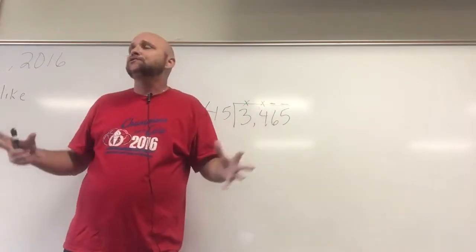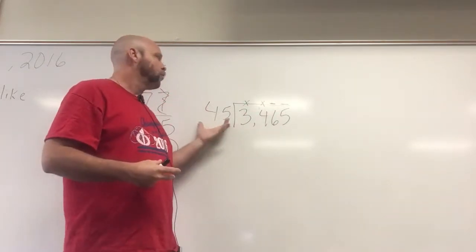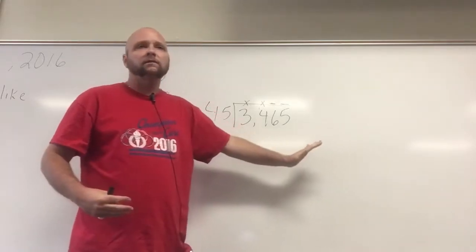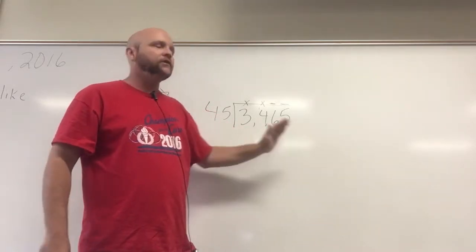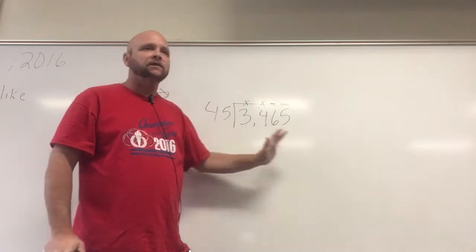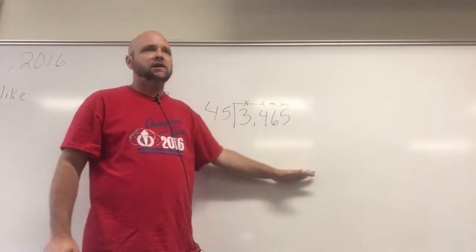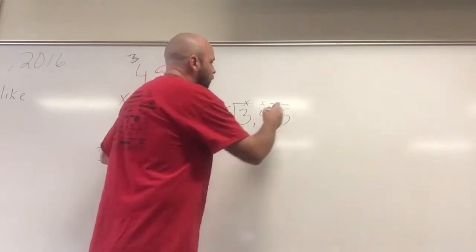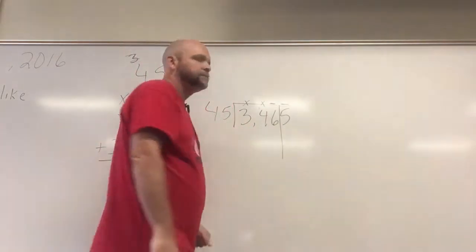Now what I see kids do wrong is you want to take 45 and figure out how many times it goes into the whole thing. And that's going to mean you're going to end up multiplying by 77. And you're just going to keep guessing and checking. But I only have to take it in one place value at a time.